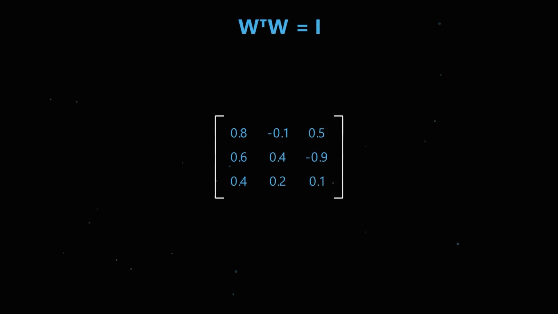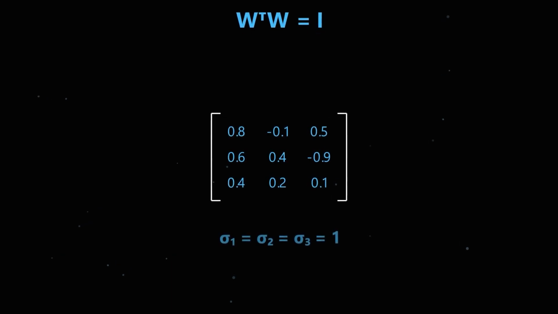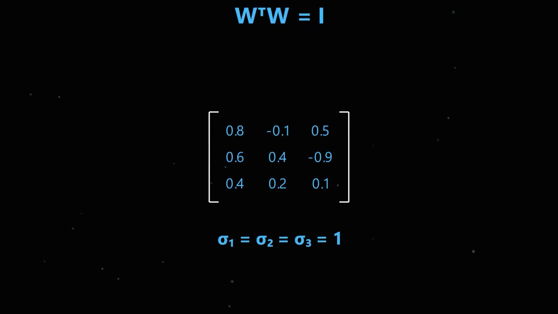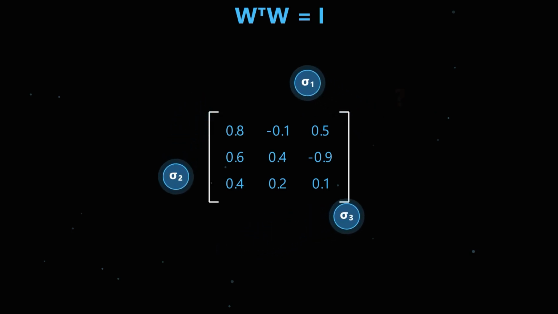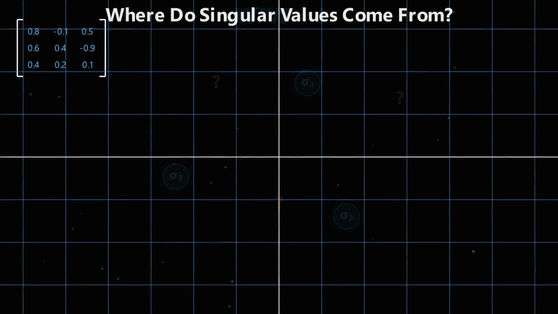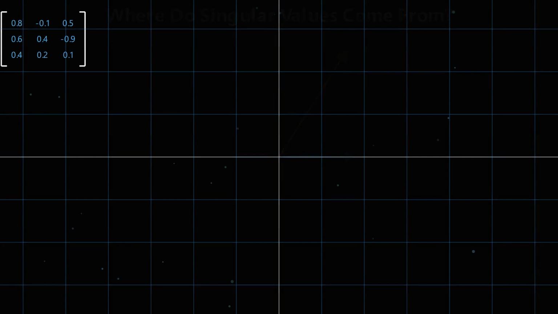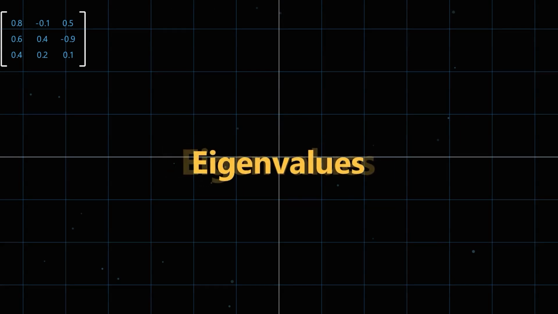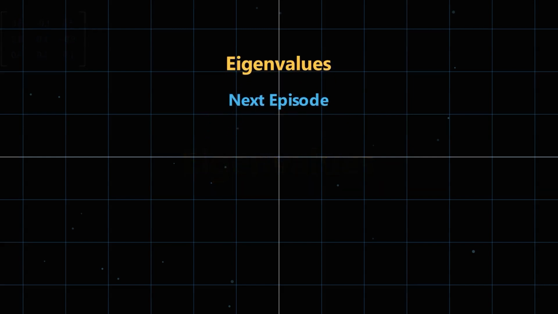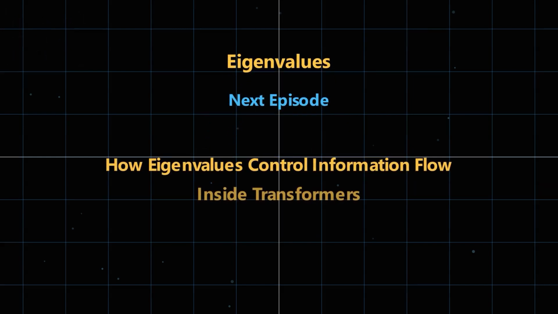Throughout this video, we kept talking about singular values. They determined whether gradients vanished, exploded, or remained perfectly stable. But have you ever wondered where these singular values actually come from? Why do some directions stretch while others barely change at all? The answer lies in one of the most beautiful ideas in linear algebra: eigenvalues. In the next episode, we'll uncover how eigenvalues quietly control the flow of information inside every transformer.